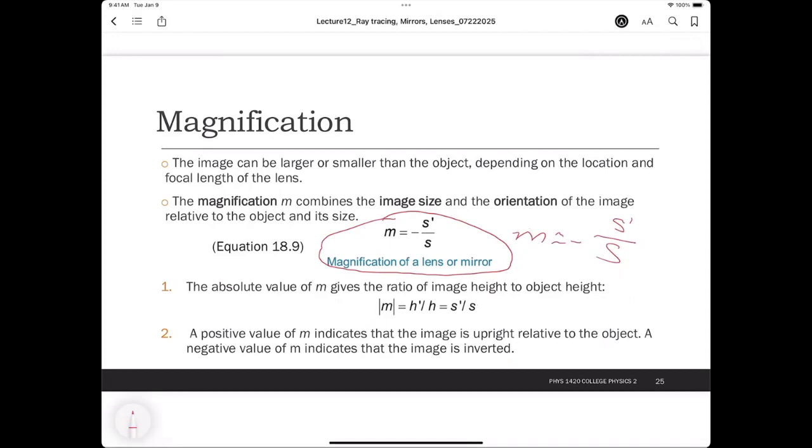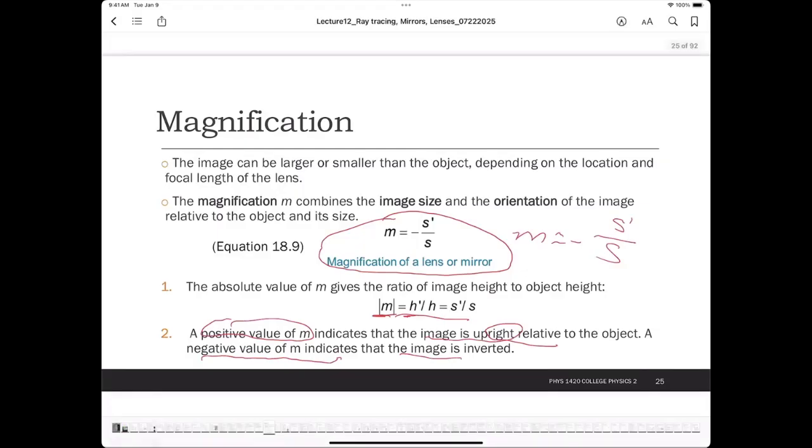The absolute value of m gives the ratio of image height to object height. You can see here, it is the ratio of image height to the object height. Does that make sense to you? A positive value of m indicates that the image is upright relative to the object. A negative value of m indicates the image is inverted.